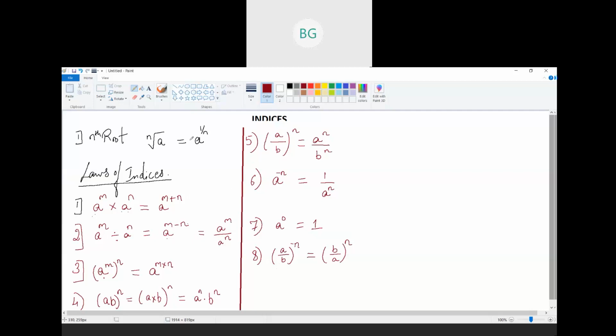So these are the few laws which you have to remember, and we will be using these laws to solve the numericals. Just take down all the 8 laws and the formula of nth root. Once you're done with writing it, just let me know.